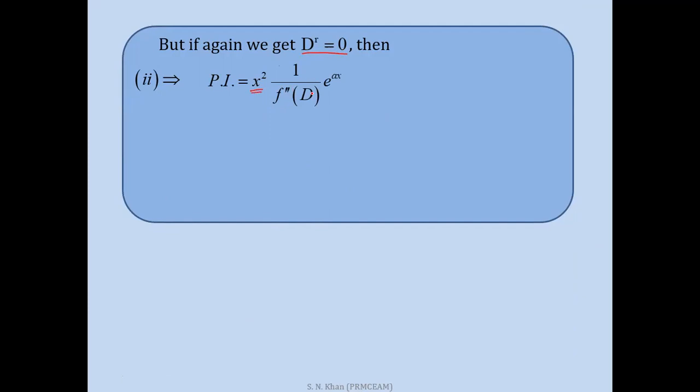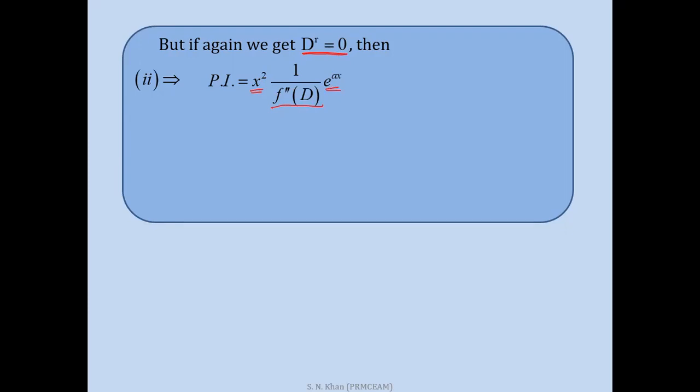Already f dash was present there, but as we got denominator 0, so hame x se to multiply karna hi hai, uske saath operator ka derivative bhi lena hai. So f dash ka derivative abhi yahan pe f double dash ho jayega. Function as it is e to the power ax. Now again, it is not the final solution.